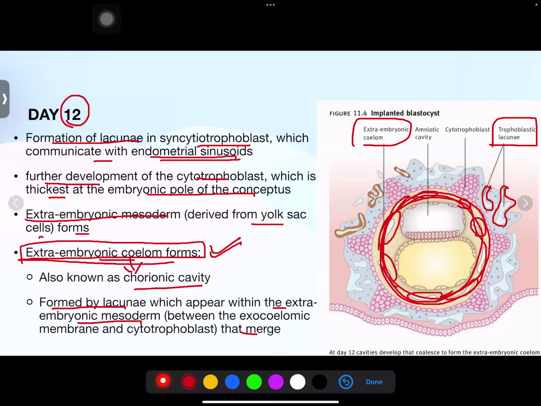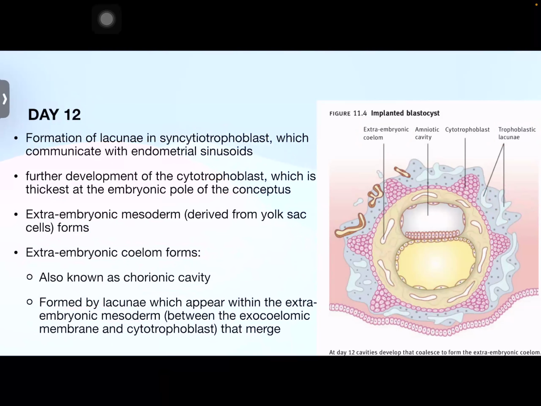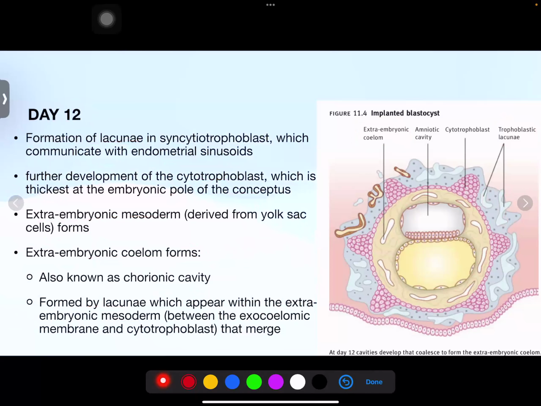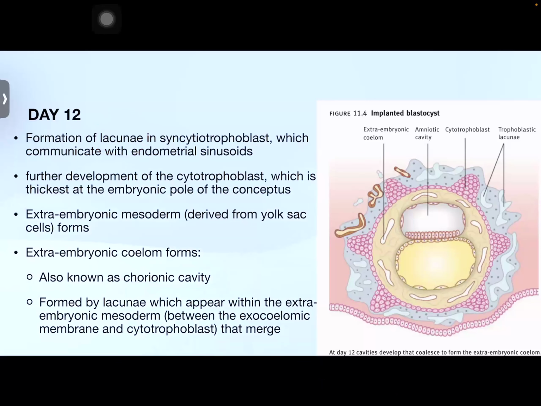So outside this whole would be the chorionic cavity, you can say. Okay. So day 12 was significant with the formation of lacunae. This was important, and the chorionic cavity. These two things are important for day 12.